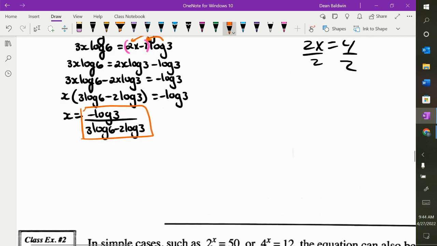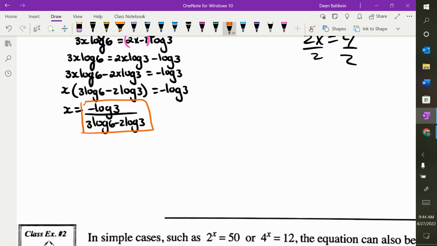All right. If you have a number in front, how do you get rid of it on a log? Or where can you move it? Yeah, we can use the power rule. I can move the n up. So I'm going to move this 3 up and that 2 up. So then I get negative log 3 over log 6 cubed minus log 3 squared.